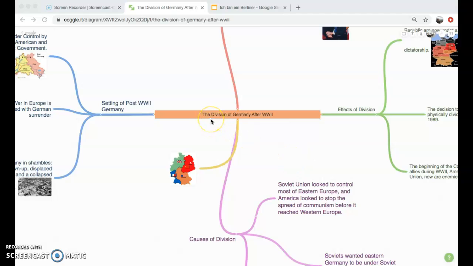Hello, students. As you know, for the past couple of days, we have been looking at the division of Germany after World War II. More specifically, yesterday we dove into the division of Berlin, the capital of Germany, after World War II. Please follow along as I go through this concept map, which will help us review the concepts we have learned in this unit thus far.